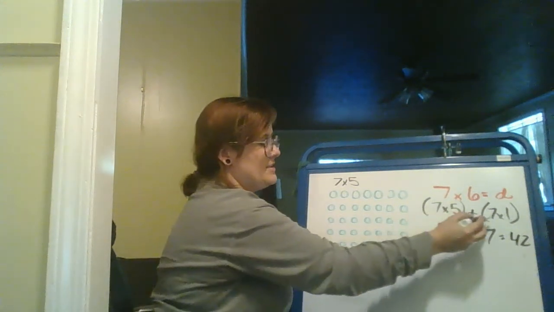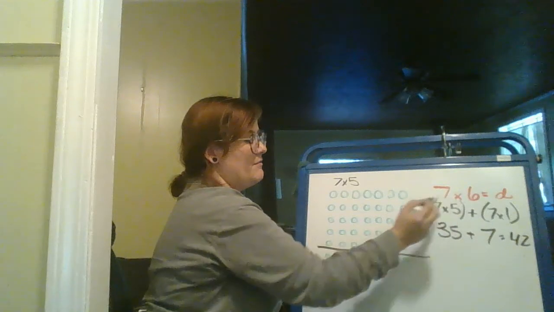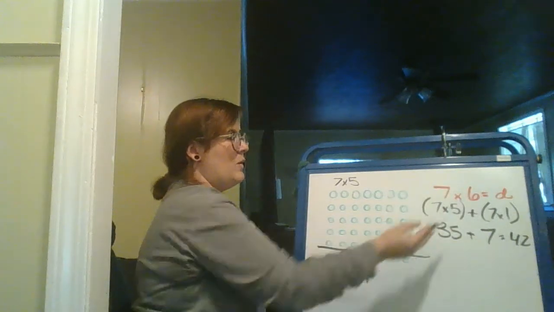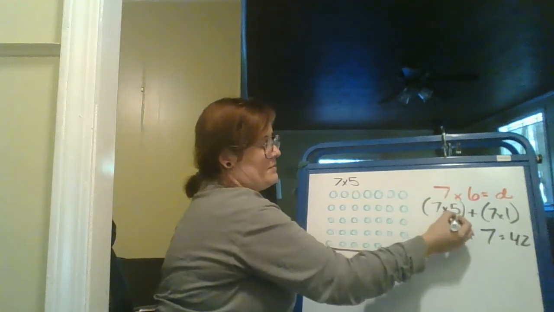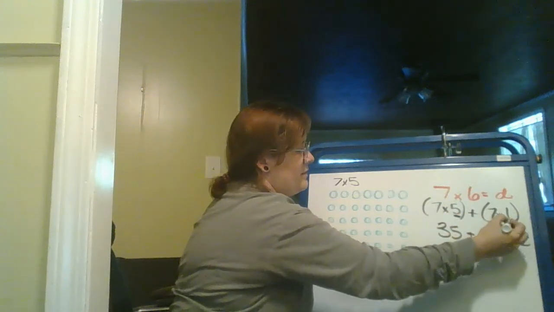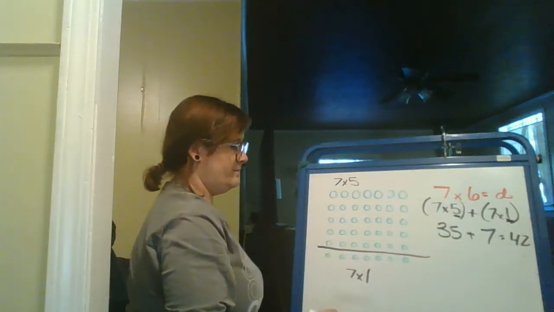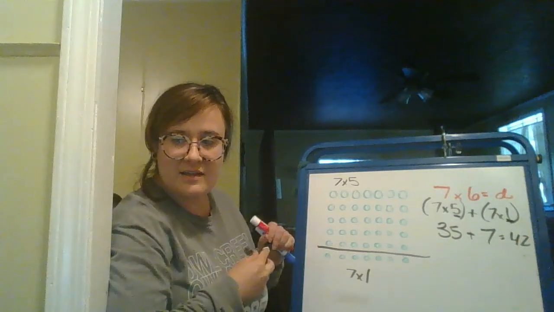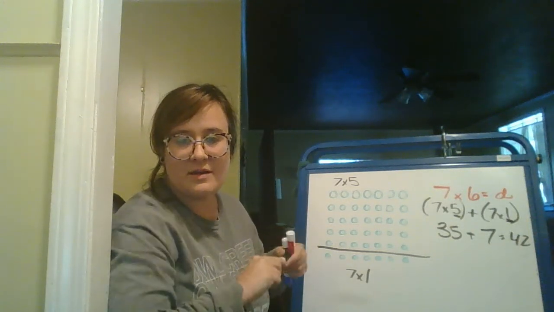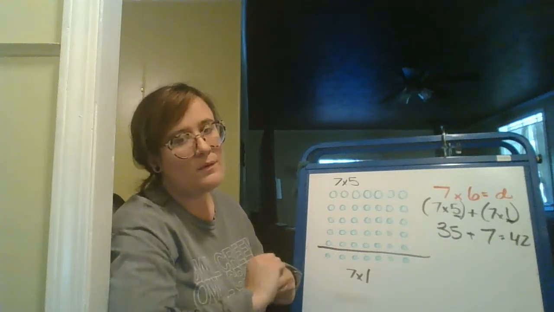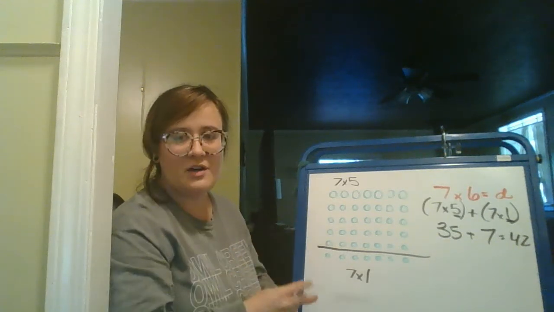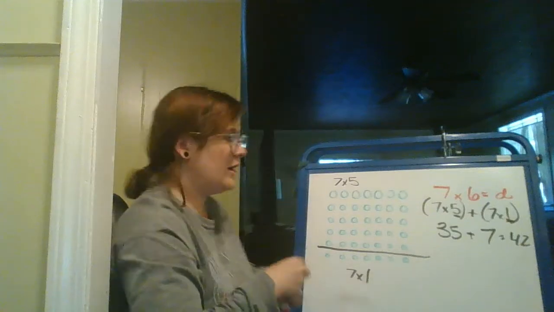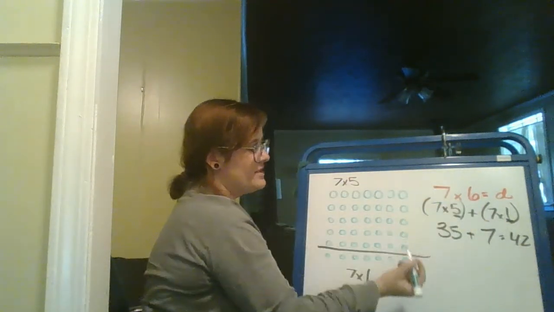The 7 is here, isn't it? I still have 7 groups of 5 and 7 groups of 1, but the 6 has been broken apart into 5 and 1. Sometimes I think that idea can be a little confusing. So let me show you another picture of how that would work. So 7 groups of 5 and 7 groups of 1.